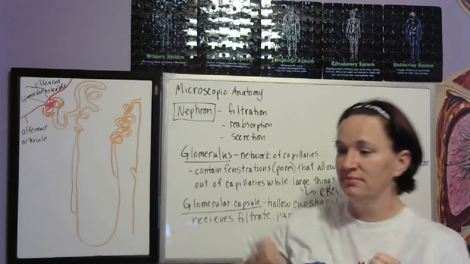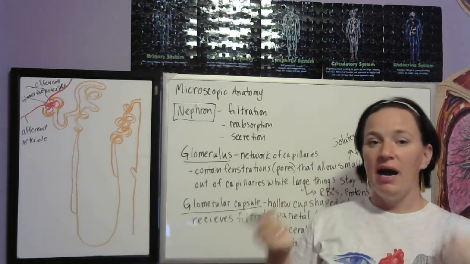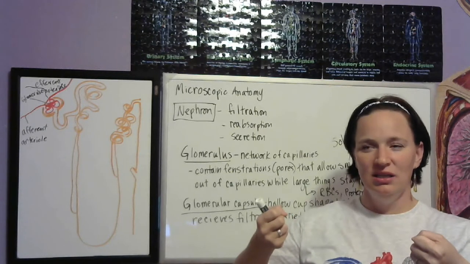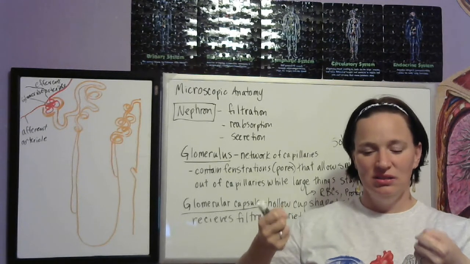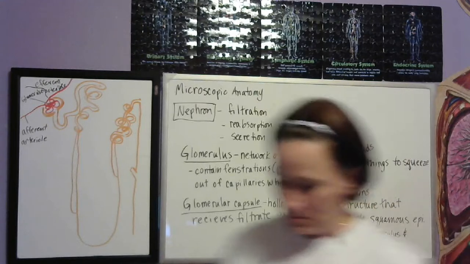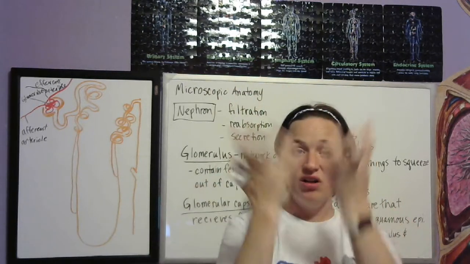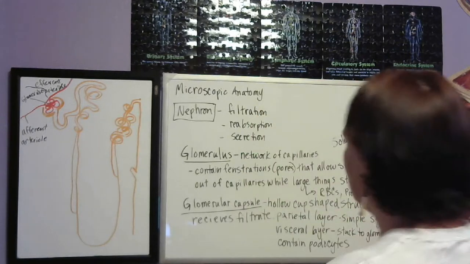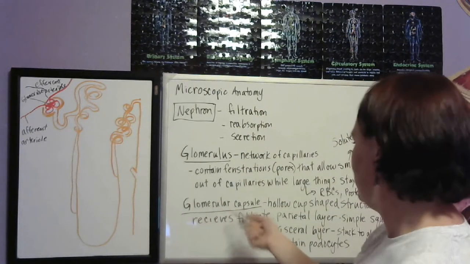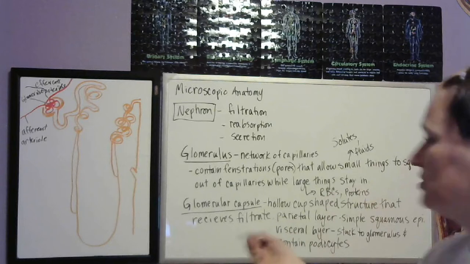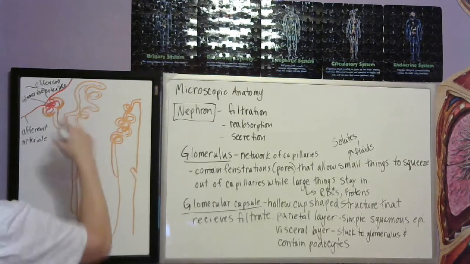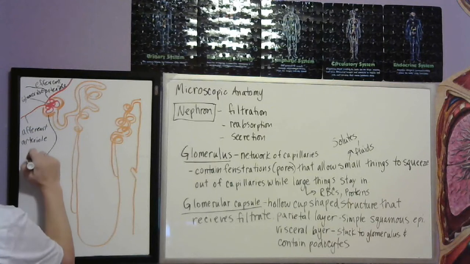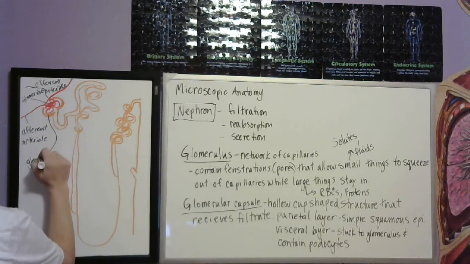So you imagine cleaning some apples off in your sieve thingy. What's that called? The apples stay, because they're big, and all of the solutes and the fluid and the water go through the pores. Okay, then you have your glomerular capsule. This is a hollow cup-shaped structure that receives the filtrate. At the very beginning of this nephron, where we have this yellow cup thing, this is going to be our glomerular capsule.